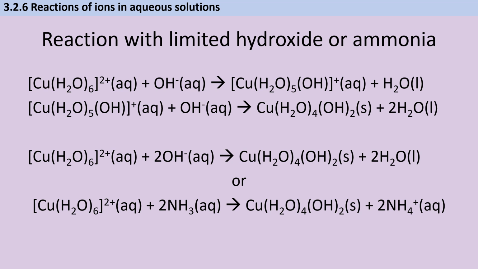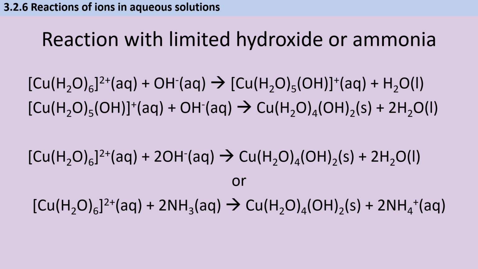To make this slightly more complicated than GCSE, we now write symbol equations with state symbols. For hexa-aqua copper 2+ or hexa-aqua iron 2+, one of the 6 water ligands is replaced by a hydroxide ion. Then another hydroxide ion does another bit of substitution, and we're left with this solid precipitate. This is a partial or incomplete substitution. You're not going to see all of the water molecules being replaced. We can summarise this by joining together the 2 steps to make a single equation.